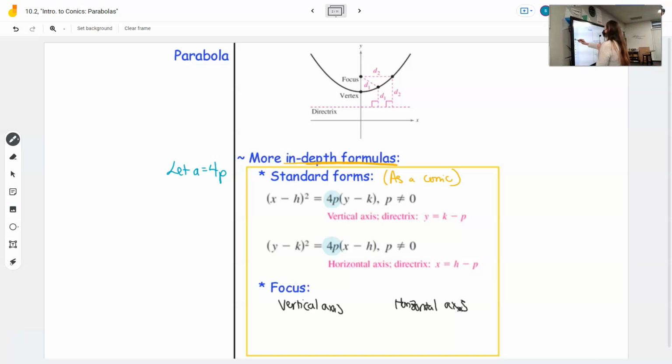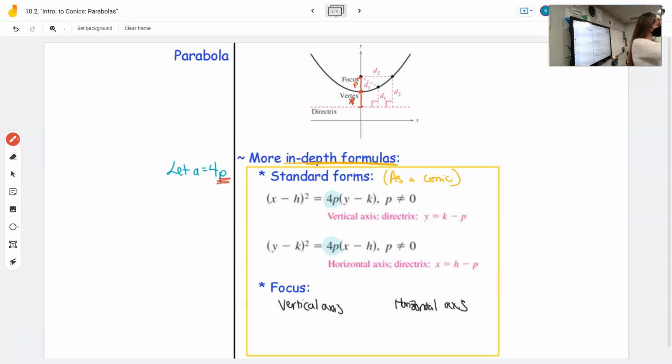The focus is also going to use the p, and here's why. Ready? This little p guy doesn't even really have a name, at least not to my knowledge. It represents the distance from the vertex to the focus and the distance from the vertex to the directrix. That's what that little p represents.